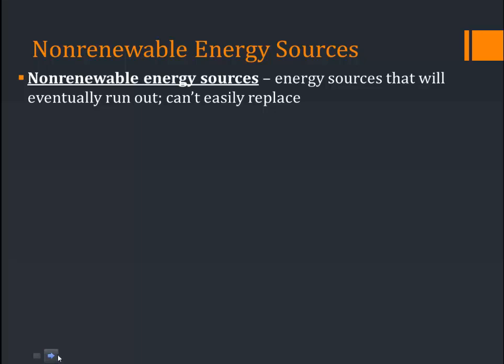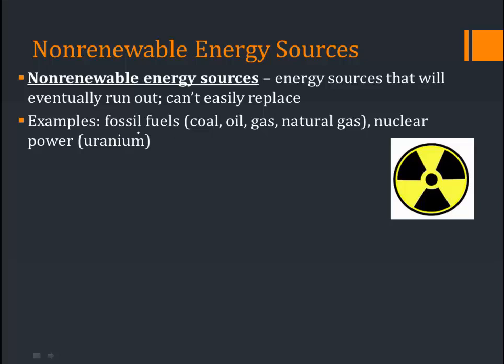They take millions of years to replace, or we can't replace them at all. And the examples that we have are fossil fuels, which are coal, oil, natural gas, and nuclear power, which is all basically based off this radioactive element, uranium. And we don't have another uranium source. Once we use that all up, once it's all been converted into a lower energy form, we're not going to get that back. Fossil fuels, technically we can get these back.